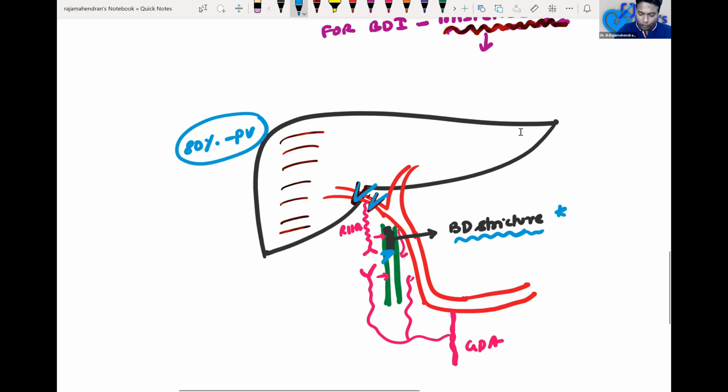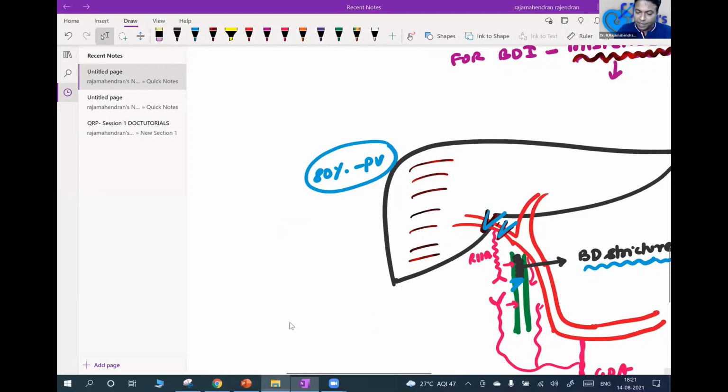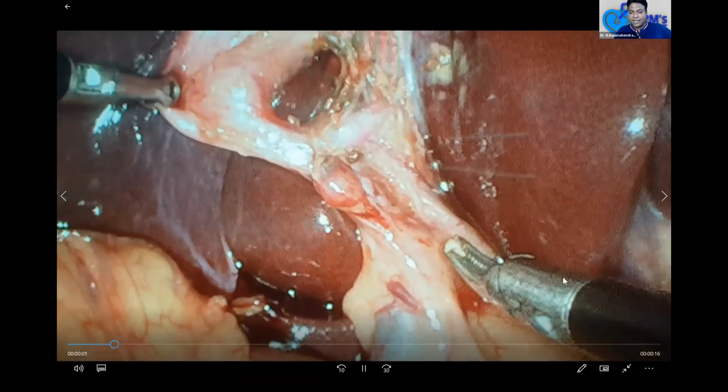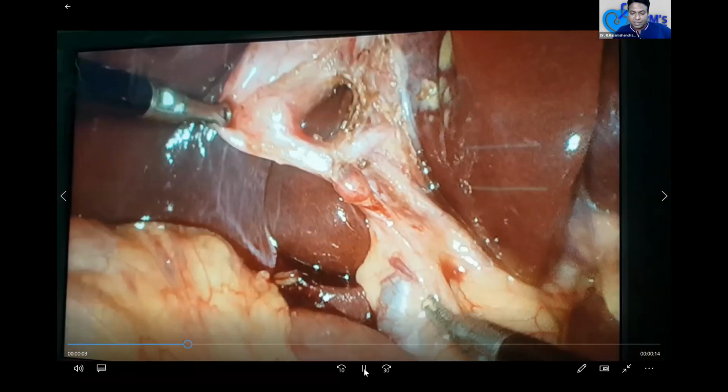Moynihan's hump, you should be very careful while operating. I will show you one video of our patient who had a Moynihan's hump during surgery. So this is my case. I'm operating this case, and I'm showing you an interesting sign here.